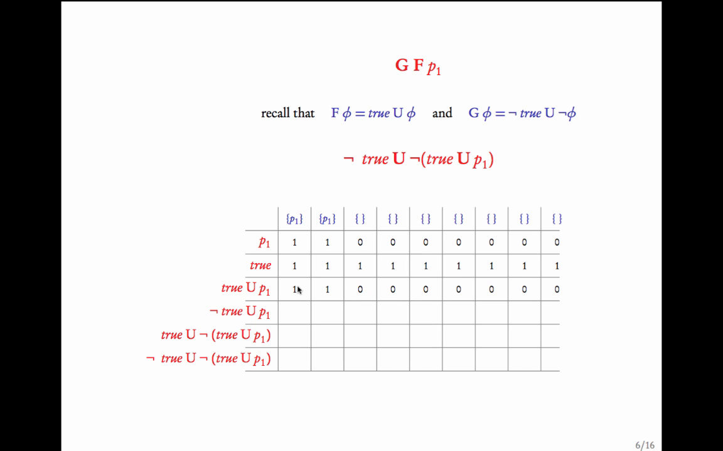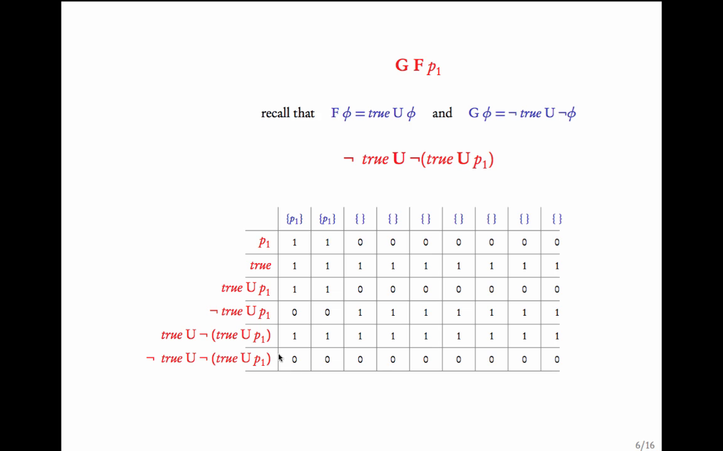Not of true until P1 will be the flipping of this row. So it is 0, 0 and then 1, 1, 1, 1, 1. Now what about true until not of true until P1? It is true until a point where there is 1 here. So here all over the place there is 1. So true until this formula will be 1 always and not of that will be 0.